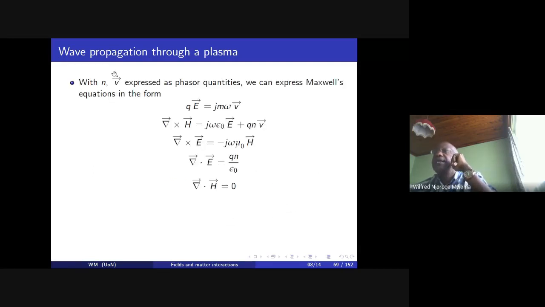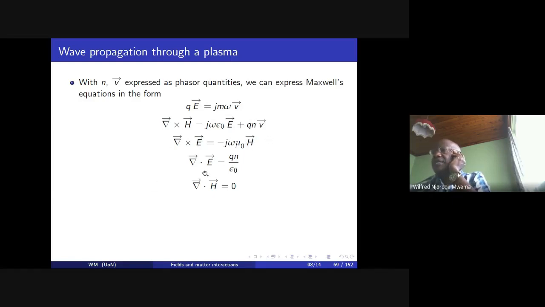So with n and v expressed as phasor quantities, we can then express Maxwell's equations in the following form. That q multiplied by E is equal to j omega m multiplied by v itself there. And the curl of H is of course going to be given by the displacement current density plus the conduction current, or the convection current that we have there. And the curl of E is going to be given by minus j omega mu H, or the time rate of change of the magnetic field intensity.